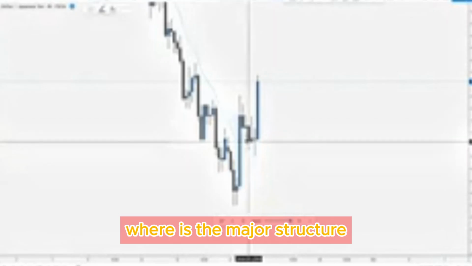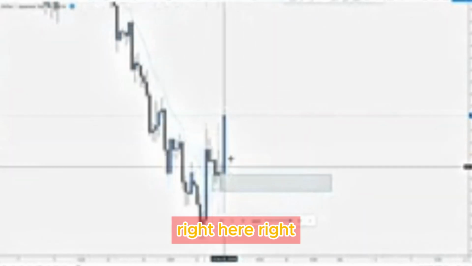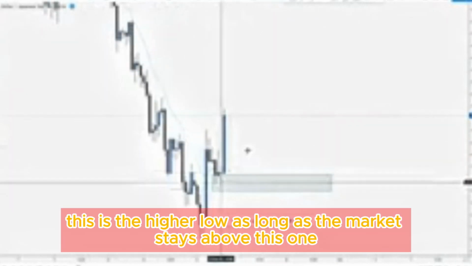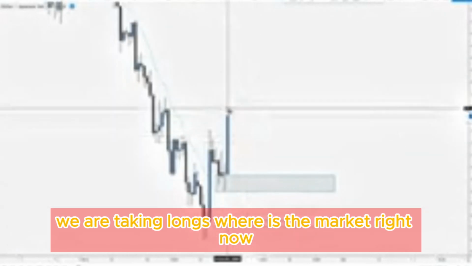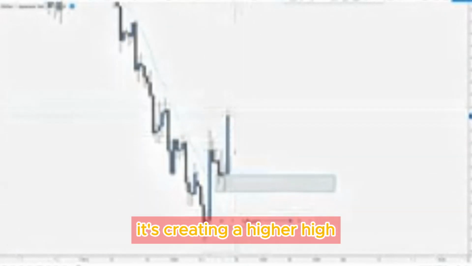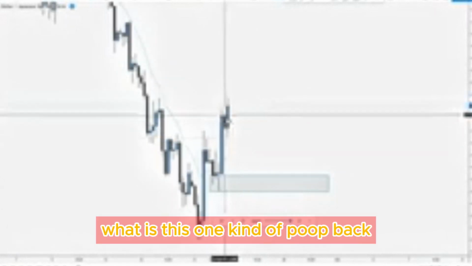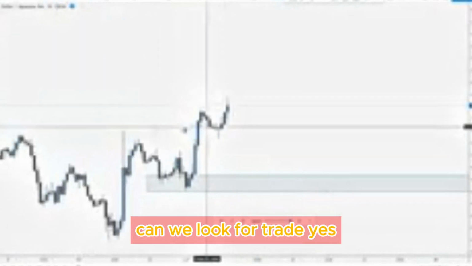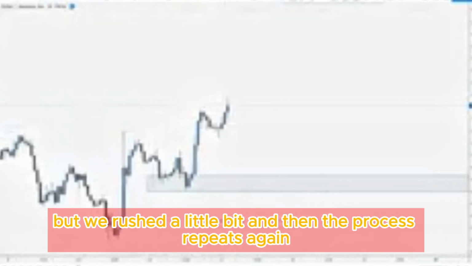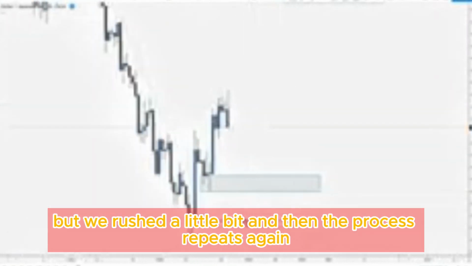Where is the major structure? Right here. Right? This is the higher low. As long as the market stays above this one, we are taking longs. Whereas the market right now is creating a higher high. Do we want to buy? Nope. We want to wait for a pullback. What is this? One candle of pullback. Can we look for a trade? Yes, we can, of course. But we rushed a little bit, and then the process repeats again.